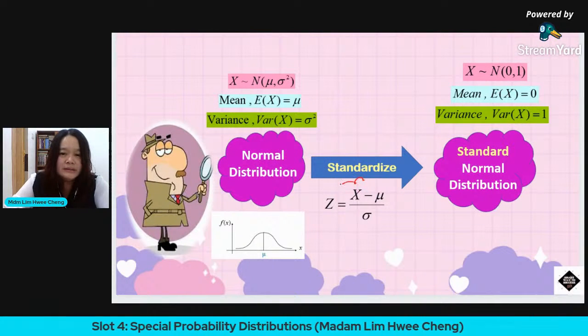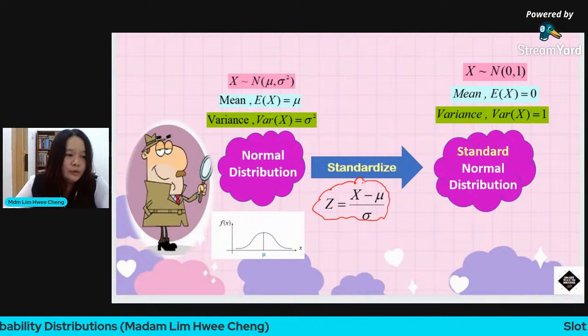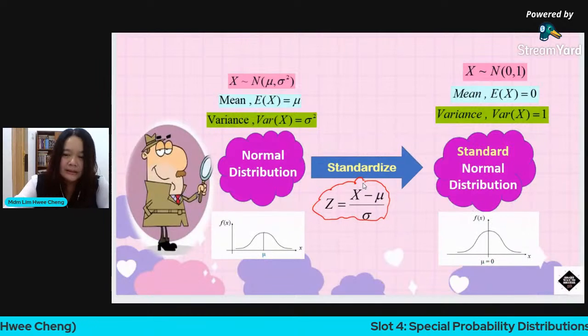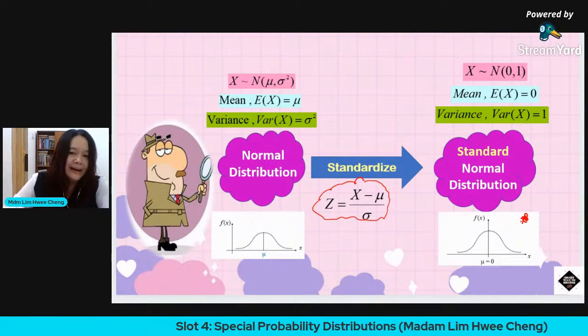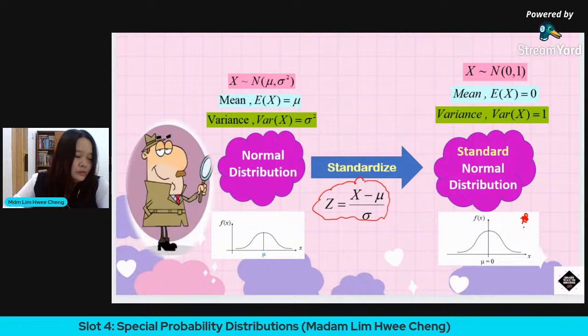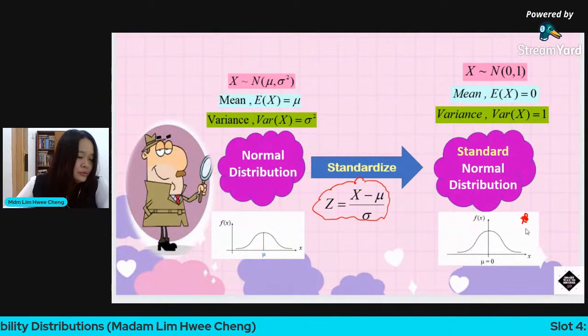So this is the normal process. You have to do this before you read from the statistical table. So we will read this one, the standardized normal distribution from the table. Again, there is a limitation also.